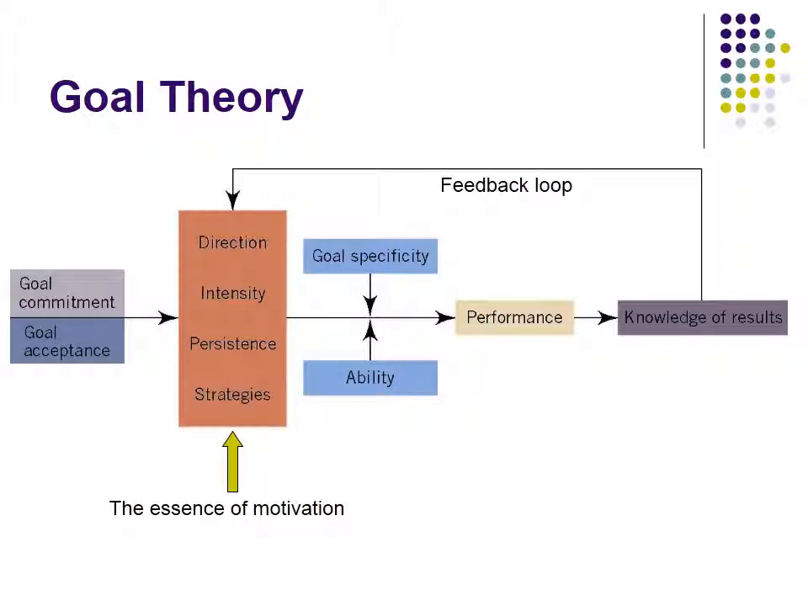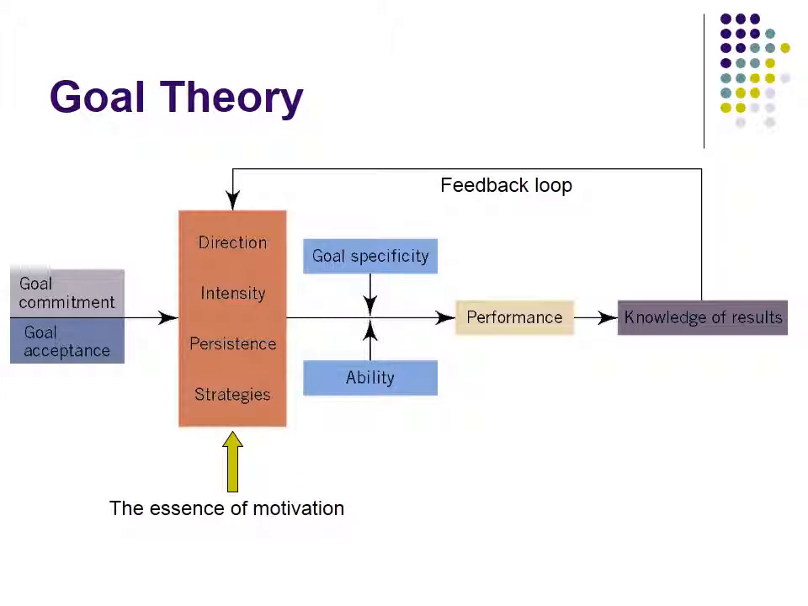So this is the model of goal theory. And there's a fair amount of stuff going on in this theory that I want to walk you through, and all the elements are here. So the first one is goal commitment and goal acceptance. So the far left. So the start of goal theory is that the goal has to be committed on and accepted by the person that's taking on this goal.